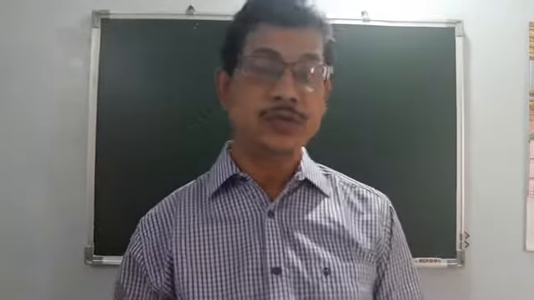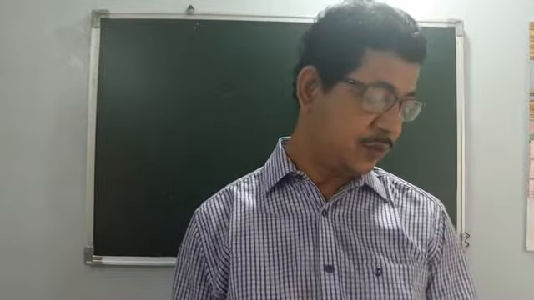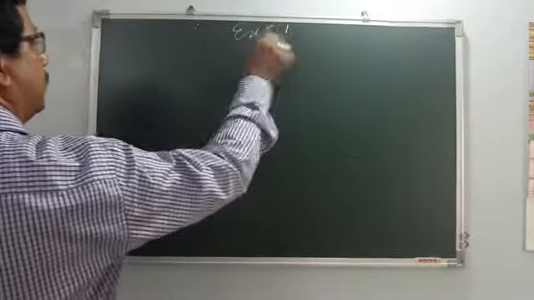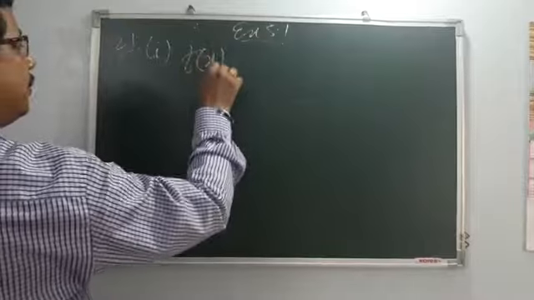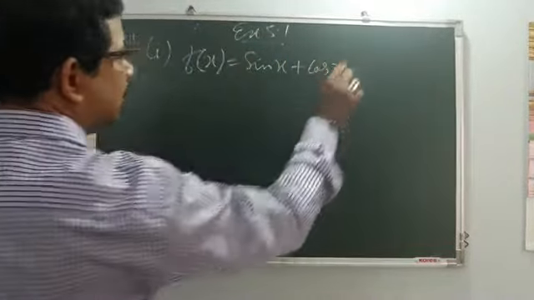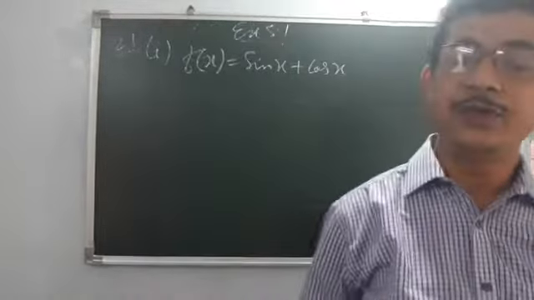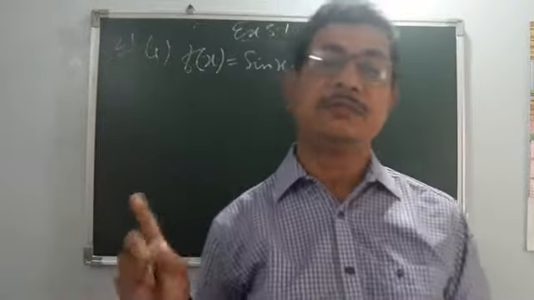That means you have to say whether this function is continuous or not. First one is f(x) = sin x + cos x. This is question number 21 of exercise 5.1. Now in this question you will answer on the basis of the marks. I have said, marks matter here.